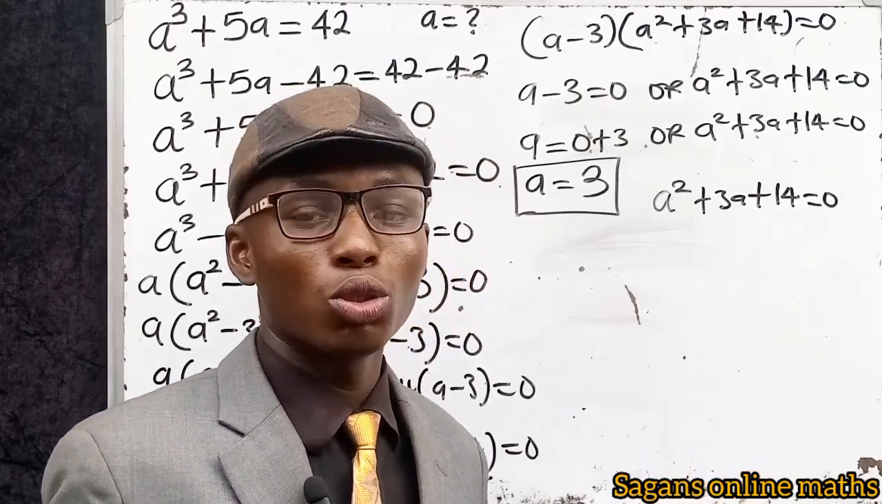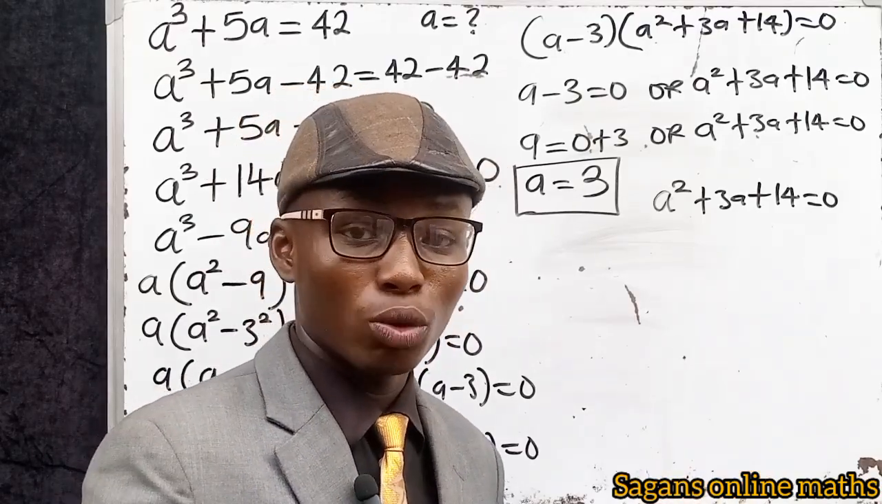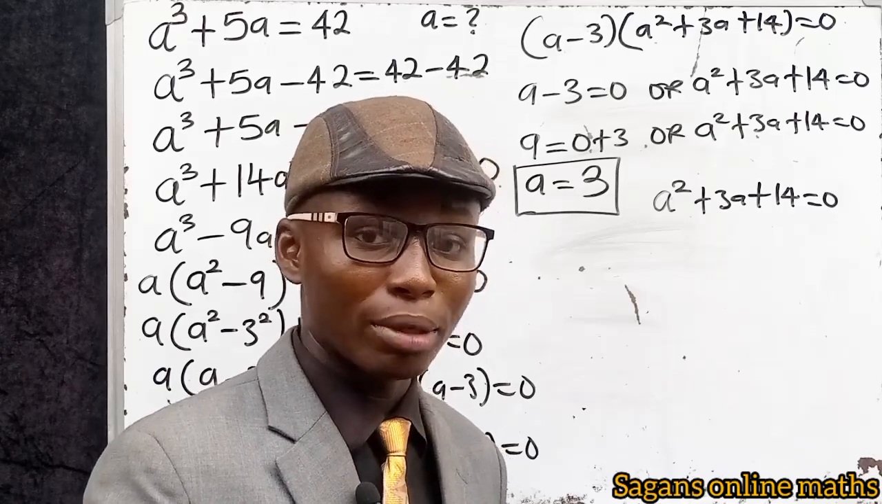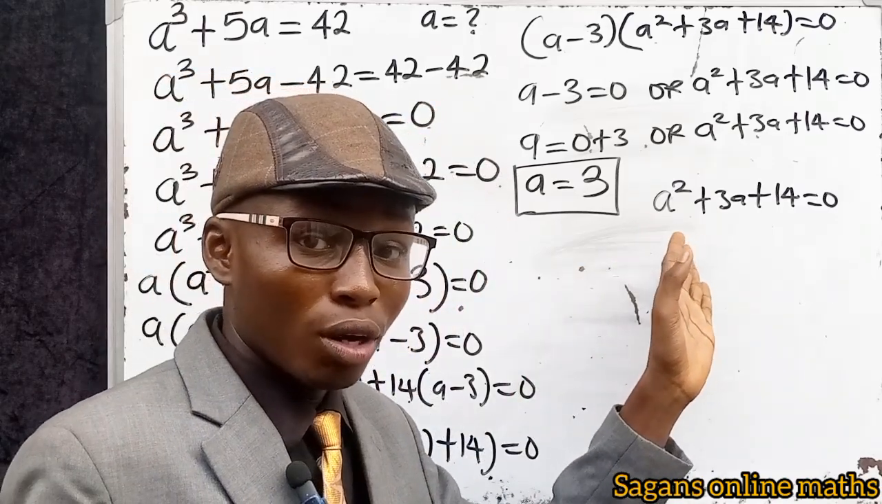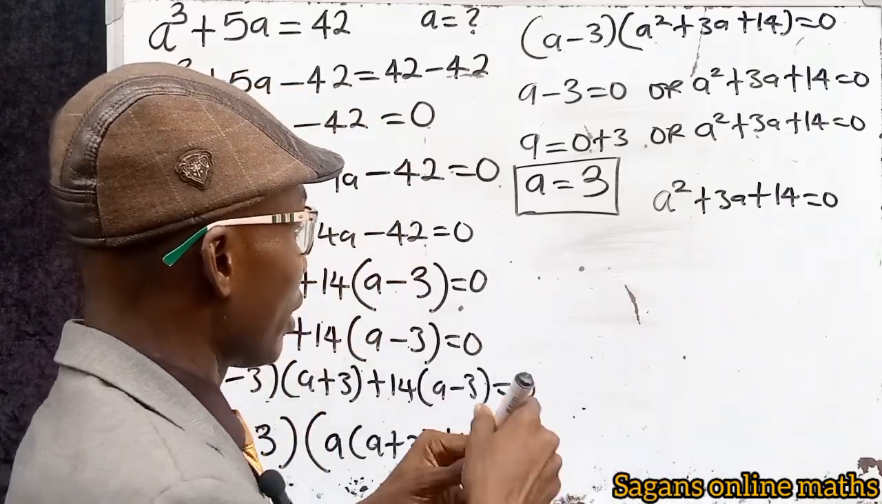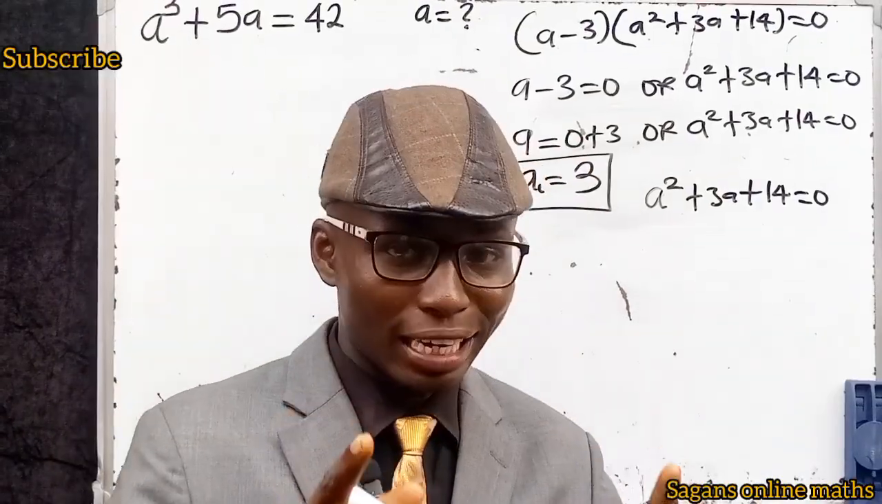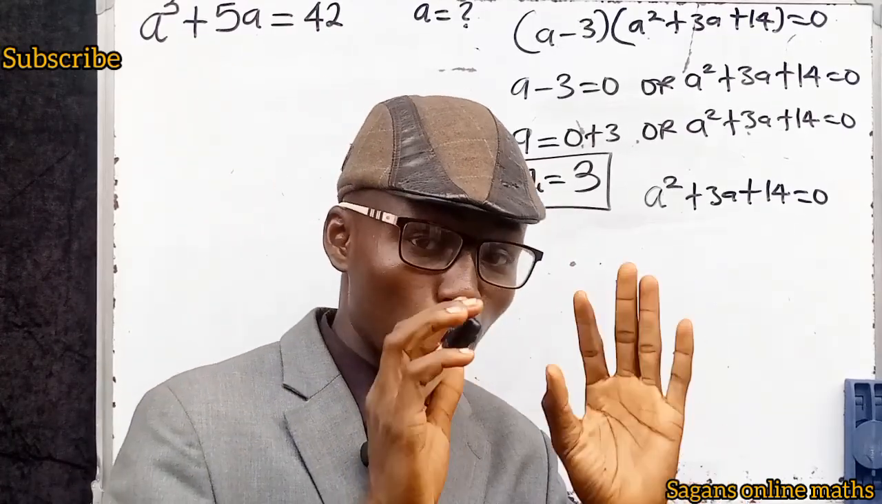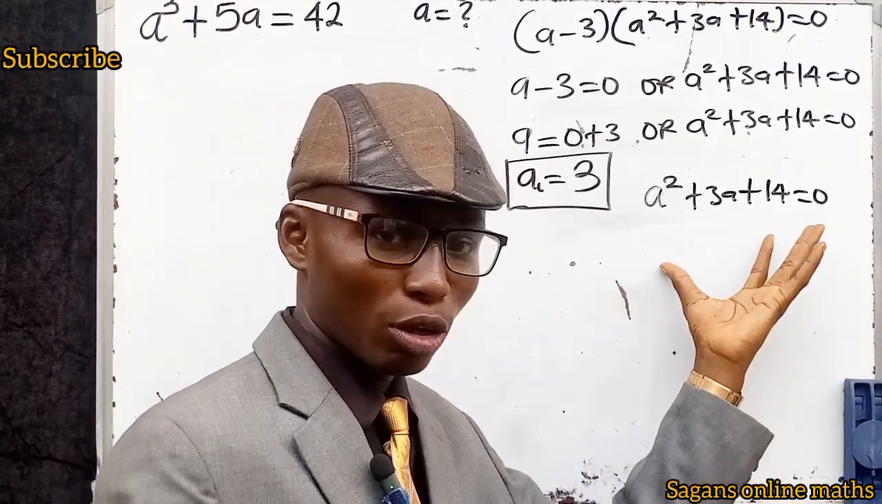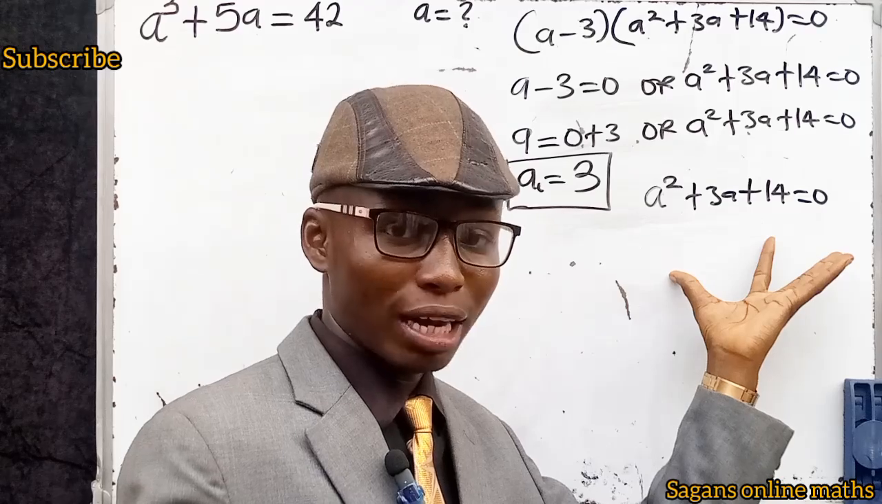No. So what are we going to do? You can either use complete the square or the formula method. But let's use our formula method to solve it and also have the value of a from here. Note that this is a. Now you see that a equals 3. a equals 3 is one of the solutions. But from this quadratic, we are going to use the quadratic formula to solve it.